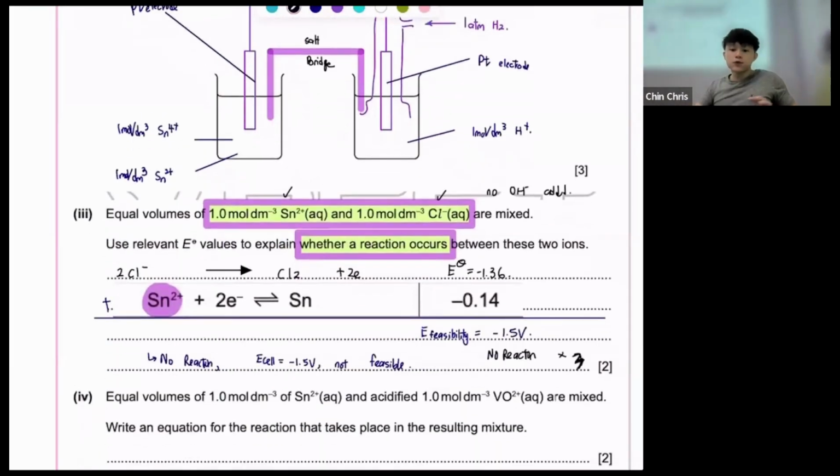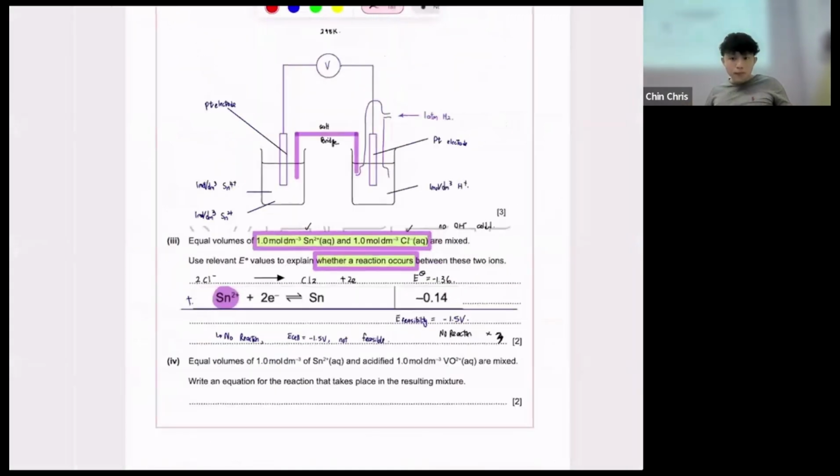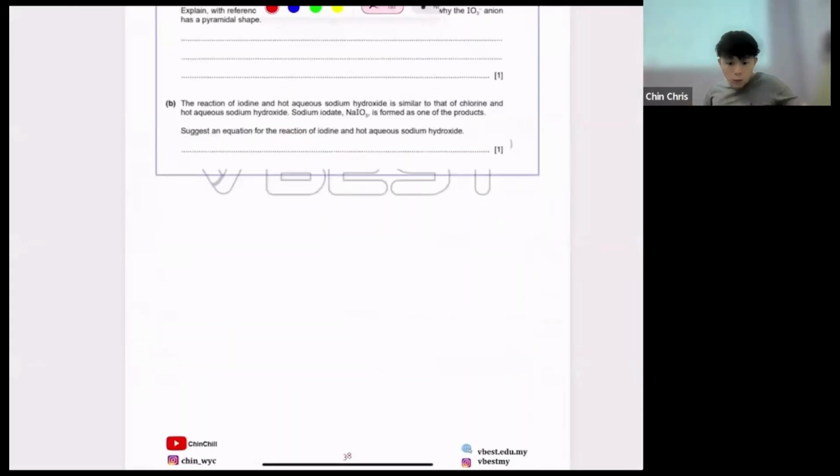I give you guys an option. Do you want to try one more question like that, or do you want to move on? 30 seconds. One more. Good. One more. Okay.